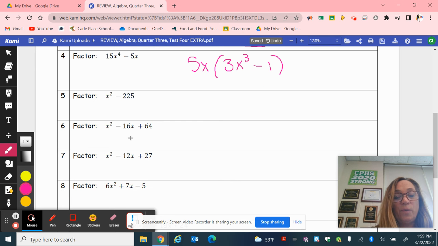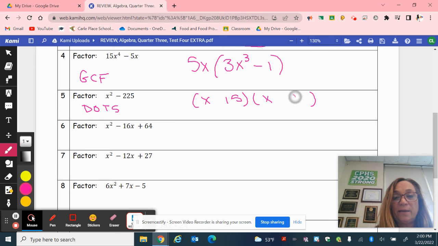Factor. So that happens to be the difference of two squares. I'll put dots to remind you. I'm going to put GCF here to remind you of that as well. So that's going to be x. And remember, they're conjugate pairs. So it's 15 and 15, but one's a plus and one's a minus.